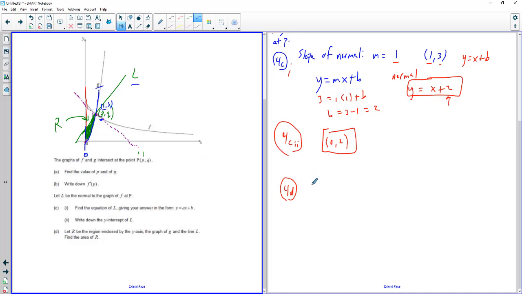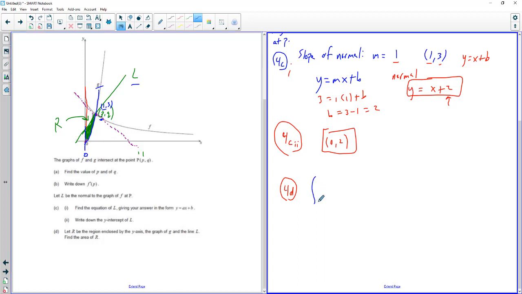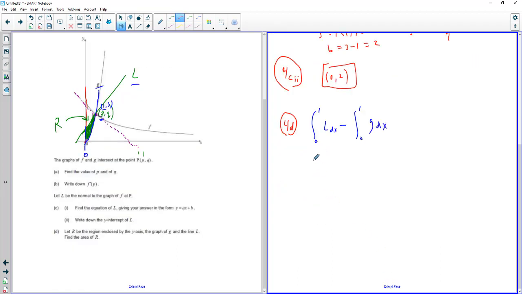Okay? So we need the integral between 0 and 1 of L minus the integral between 0 and 1 of G, and this will be with respect to x, both of them, dx. So you can kind of think of it like that if you wish. Okay. So here's what we're going to do. Let's extend this page so I don't have to keep running lower.